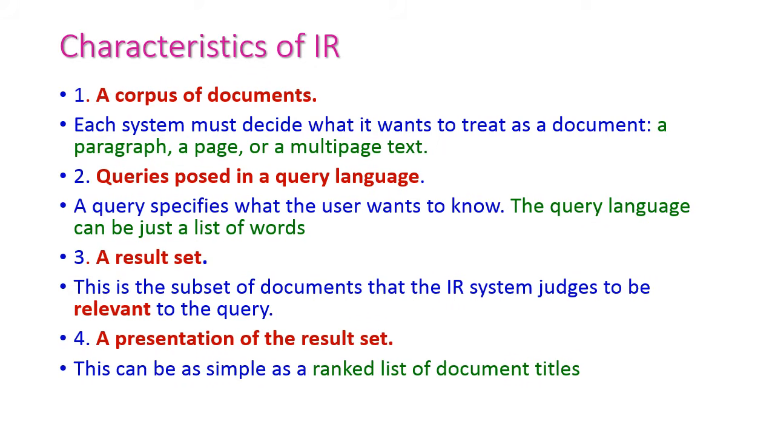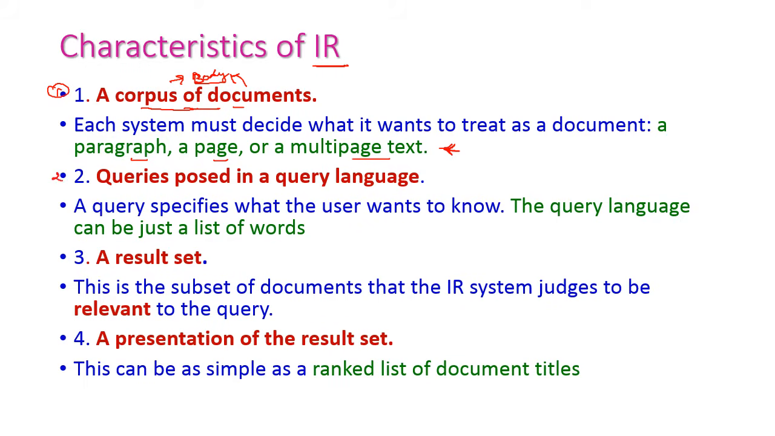The characteristics of IR system. The first one is a corpus of documents. A corpus of documents means a body of documents. How will the documents be stored in the information retrieval system? It may be either a paragraph or a page or a multi-page text. Normally this is unstructured data, using natural languages.